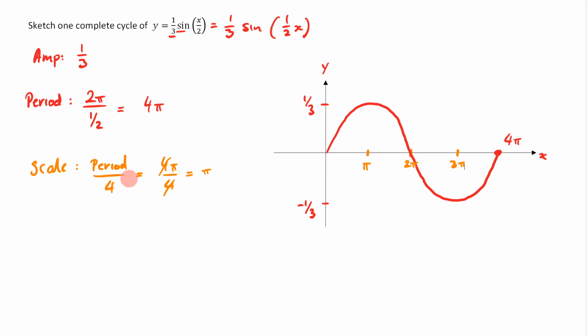So finding the scale is a really great way of finding the values for which your maximum and minimum occur, and in this case also that intercept there. Hopefully you found this useful.